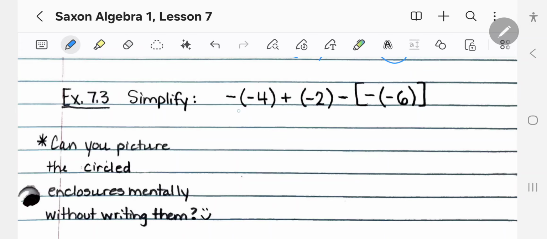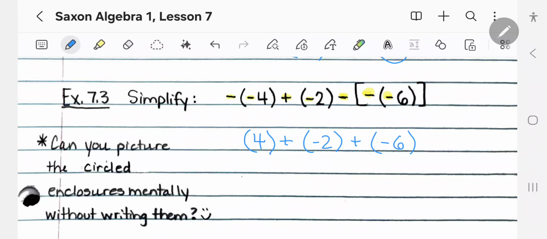So I'm just going to take this first part here and say, well, that looks like the opposite of negative 4, which would be a positive 4. I'm going to insert a plus, and here I just have plus a negative 2. That's just negative 2. And then here I have the opposite of the opposite of the opposite of 6, or the opposite of negative 6, which is 6. And then take the opposite, which is negative 6. You can take each one separately.